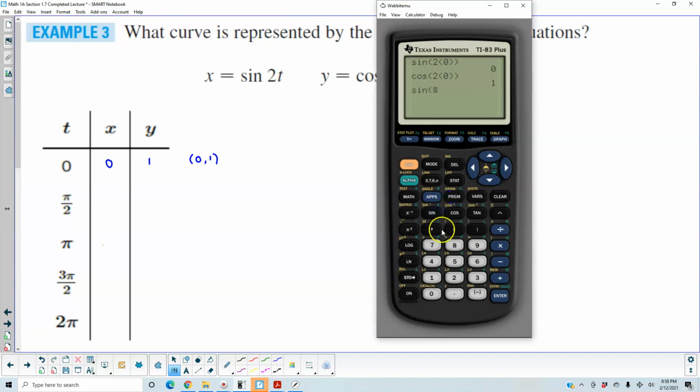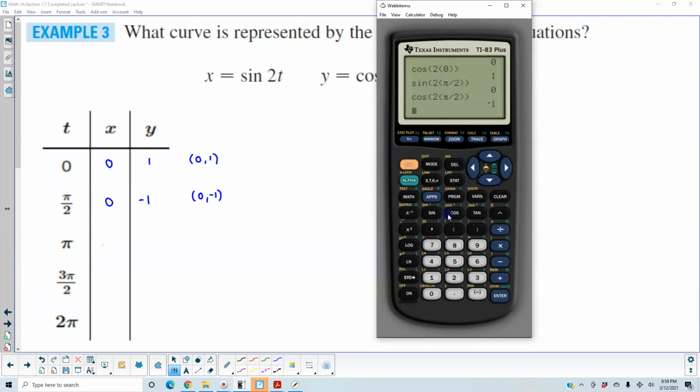Okay, next we want to find the sine of 2 times pi divided by 2, which is just pi. So the sine of pi is going to give us 0. And then if we want to find the cosine of 2 times pi divided by 2, then we're going to get negative 1. So we get 0, negative 1.